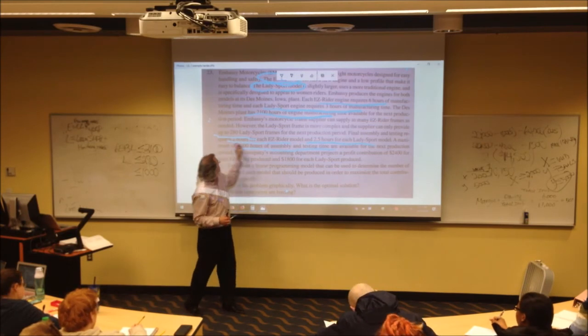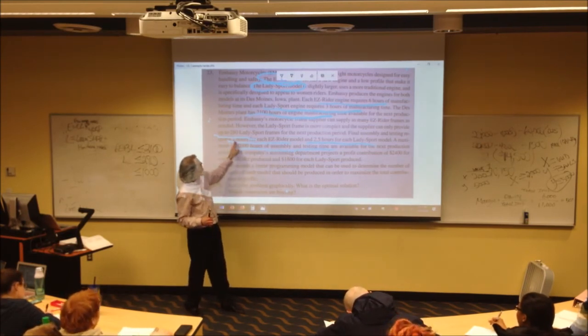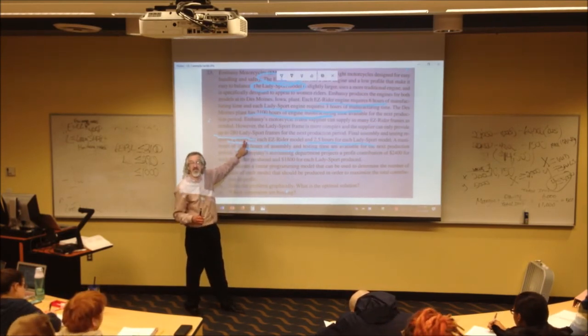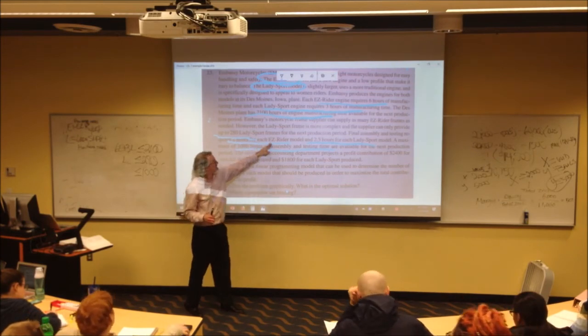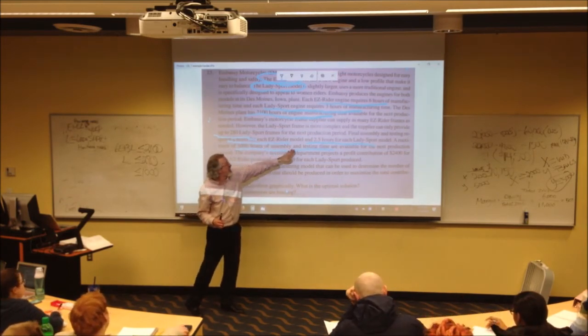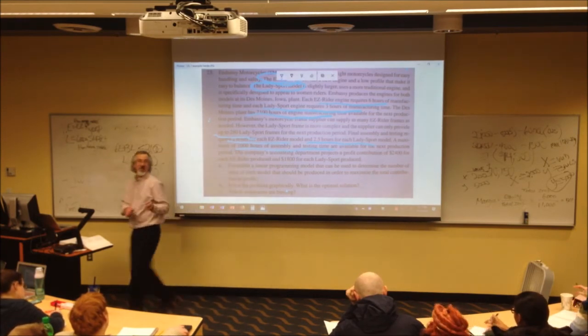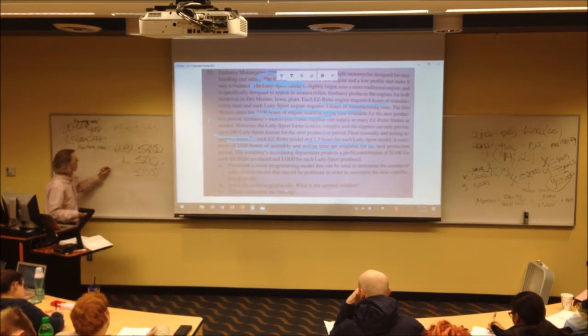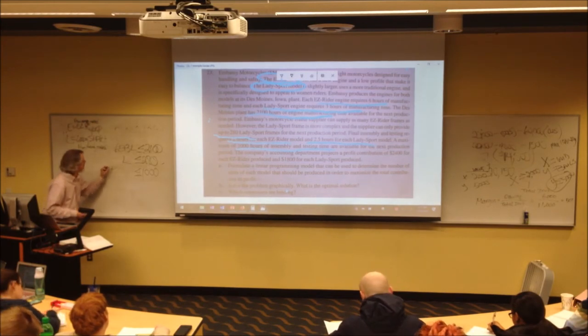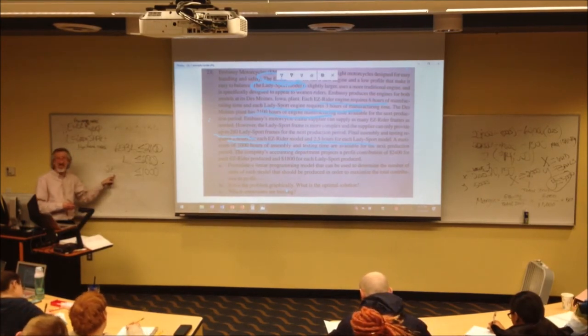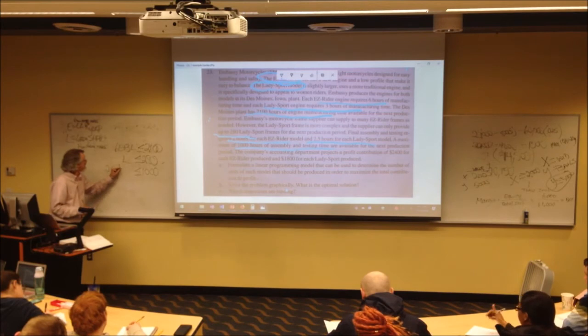Easy Rider model, well, no, right here. 2 hours it takes for assembly and testing for the Easy Rider model. 2.5 hours for the Lady Sport, and in that department, there's only 1,000 hours available. Help me on the left side. What goes with the E? 2 hours for however many E's we're going to assemble and test, plus how many L's?